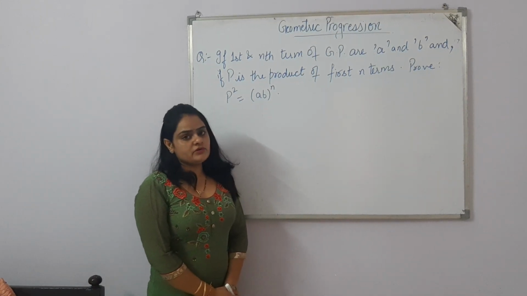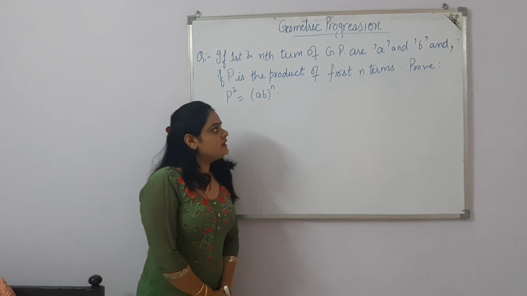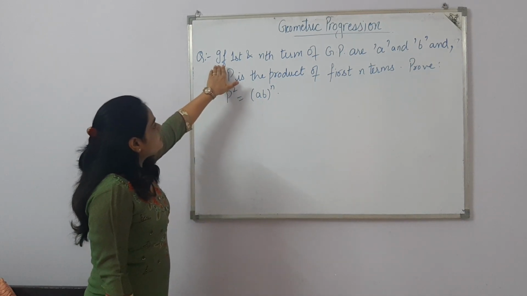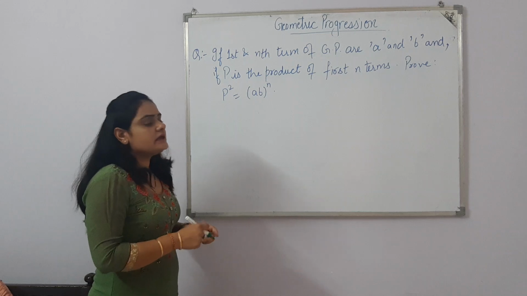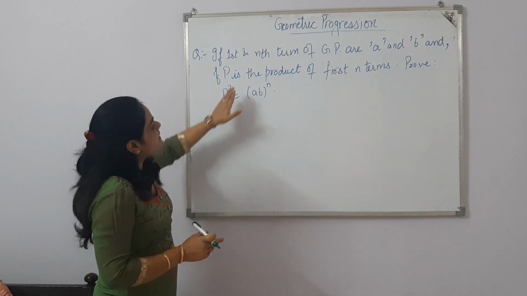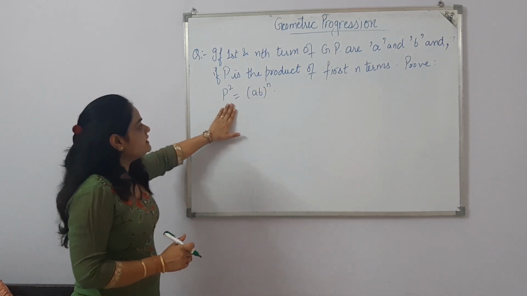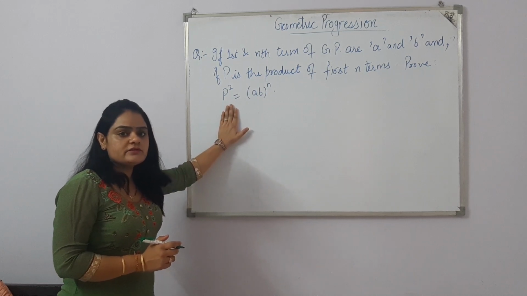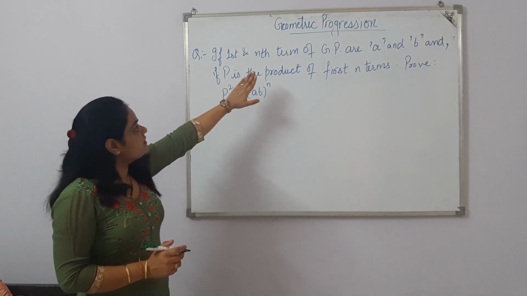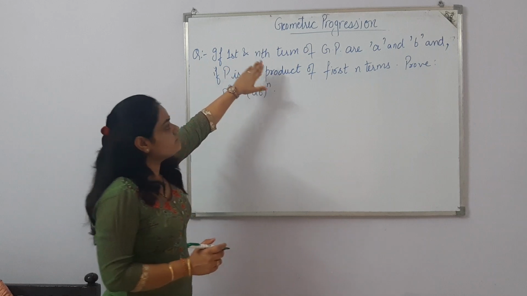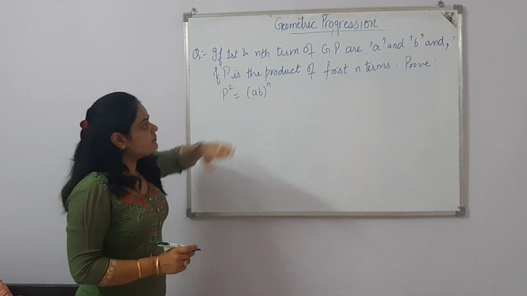We are doing geometric progression. Let's do some more questions of GP. The question is, if the first and nth term of a GP are A and B, and if P is the product of first n terms, then we need to prove P squared is equal to (AB) whole raised to power n. Now, the given condition is that the first term is A and the nth term is B.